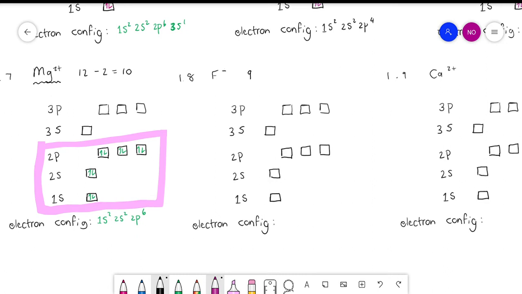A fluorine ion has a negative 1 charge. Nou onthou dit beteken hy het 1 elektron bygekry. So ons gaan teken weer 10 elektrone in. So sien julle, hy is presies dieselfde as die vorige een. 1, 2, 3, 4, 5, 6, 7, 8, 9, 10. So ons het weer eens basies vir neon geteken.